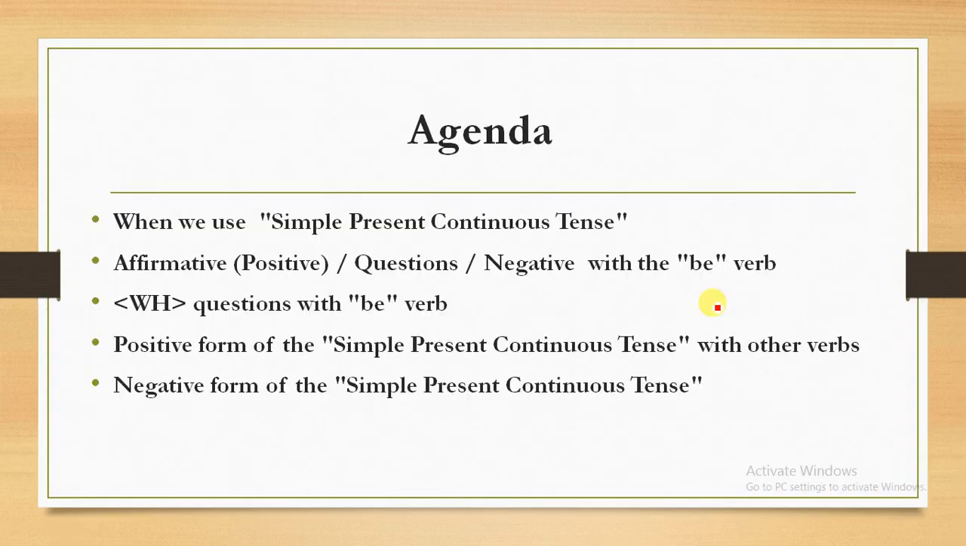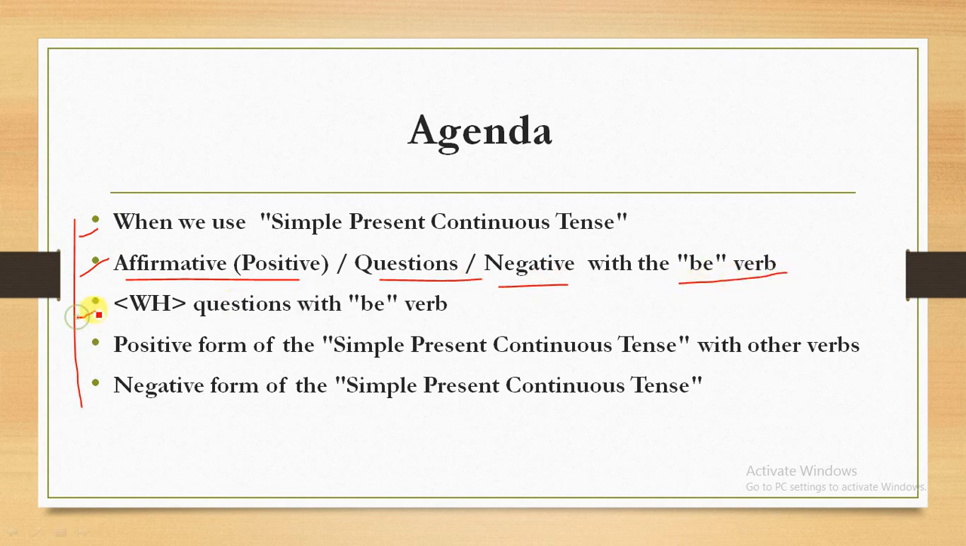First of all we will go through the agenda, meaning in this agenda we will see what we will learn in this video course. First we'll see when we use the simple present continuous tense. Then we will see how we create affirmative, meaning positive sentences, questions and negative sentences with the help of the be verb. Be verb means nothing but am, is, are.